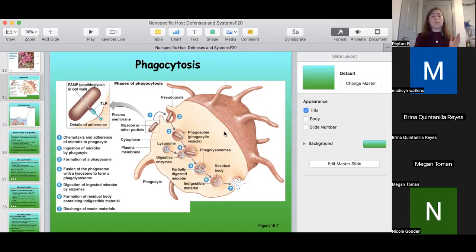Chemotaxis and adherence. And then 2 is ingestion. 3 is formation of phagosome. 4, digestion. 5, residual bodies. Yes, exactly. So yeah, it eats it. A phagosome is formed in step 3.